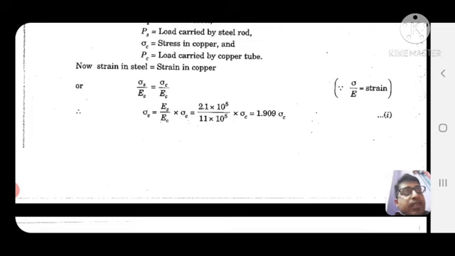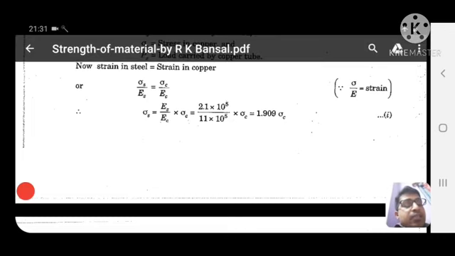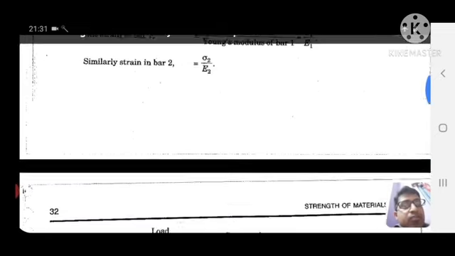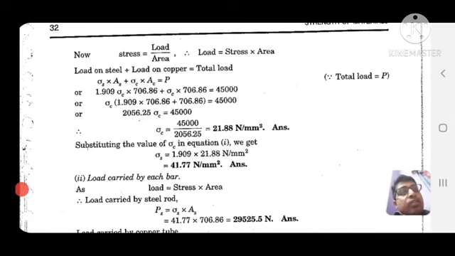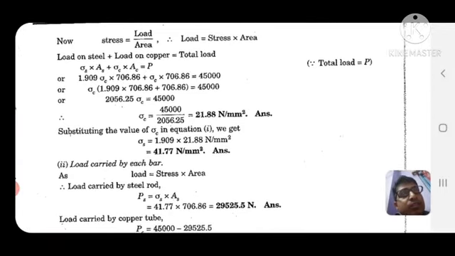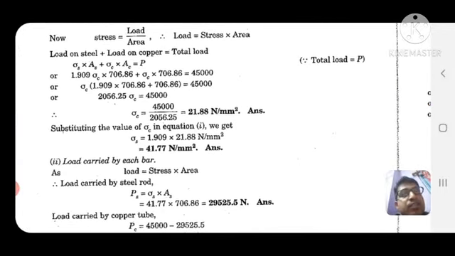2.1 into 10 to the power 5 divided by 11 into 10 to the power 5 into sigma C. That is equal to 1.909 sigma C. Okay, now after that, load is equal to stress into area. So load on steel plus load on copper is equal to the total load. So you may write down sigma S into AS plus sigma C into AC, that is equal to P.